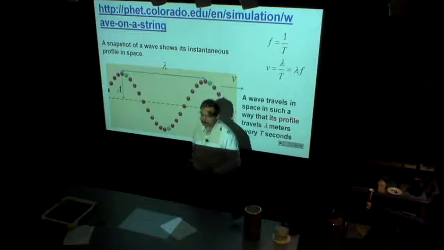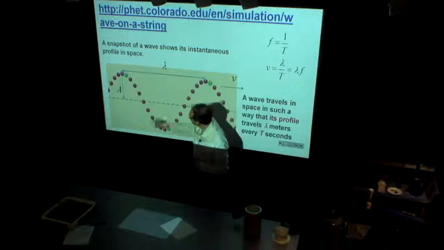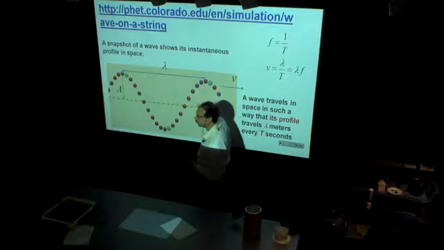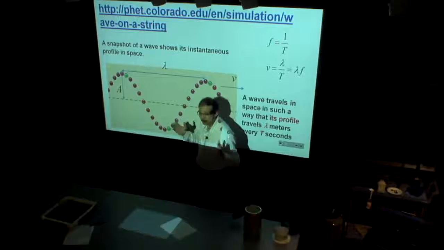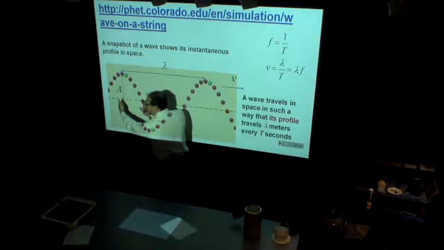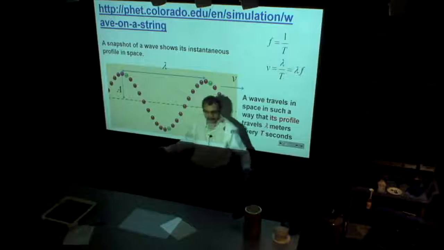How many quarters does every period have? Four. How many quarters does every wavelength have? Four. One quarter, second, third, fourth. Four quarters. So we don't need to see the whole wave to figure out the wavelength. At the minimum, we only need a quarter of it. And then we can multiply by four.